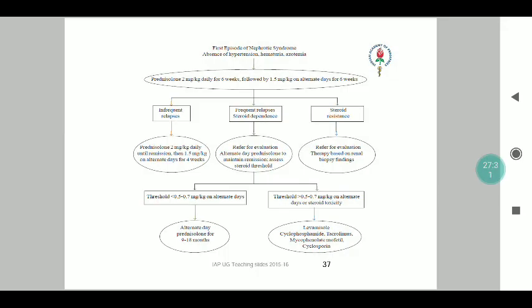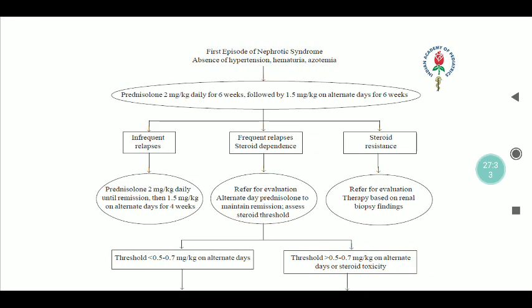So coming to the treatment protocol per se, when you have the first episode of nephrotic syndrome in the absence of hypertension, hematuria, or azotemia, we start with prednisolone 2 mg per kg daily for 6 weeks, followed by 1.5 mg per kg alternate days for 6 weeks. Upon doing this, either the child will get into remission or may go for infrequent relapse, frequent relapse because of steroid dependence, or steroid resistance.